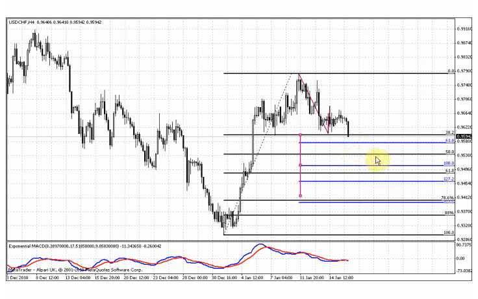Okay, so that's my point of view on the Swiss franc. Good luck with this possible trade.